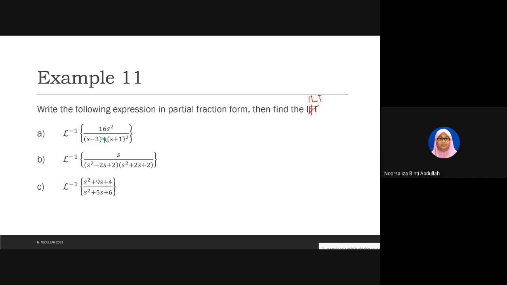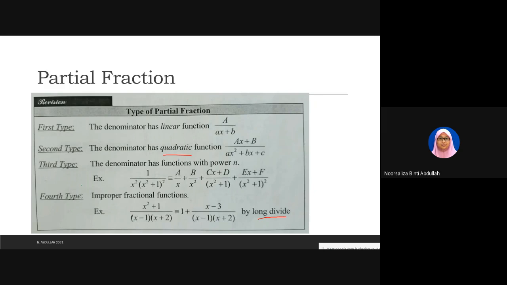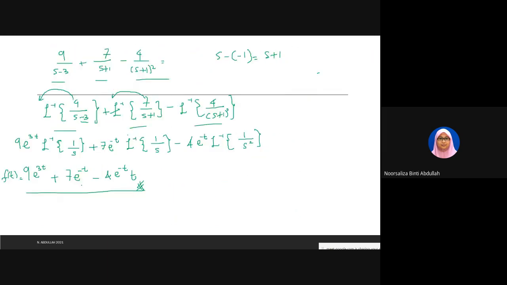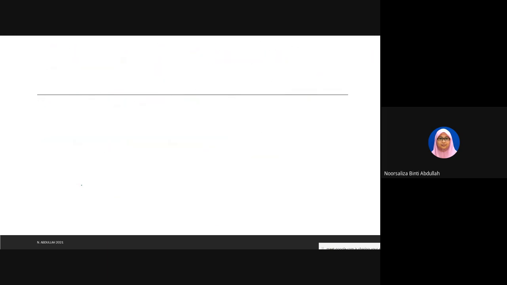Okay, contoh kedua ni awak punya pecahan separa adalah kuadratik. Kan? Kuadratik. Okay, kalau kuadratik, awak nak dapatkan inverse untuk S over S square minus 2S plus 2 darabkan dengan S square plus 2S plus 2.